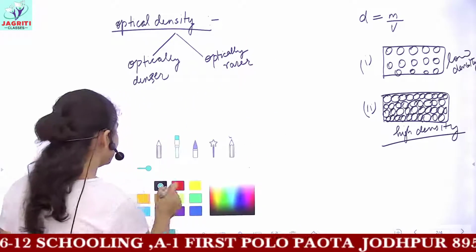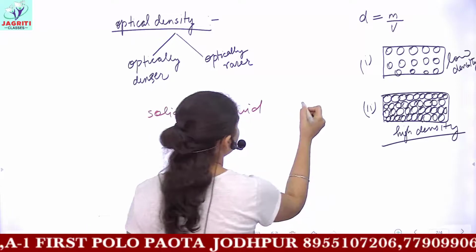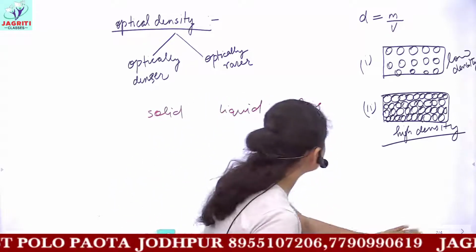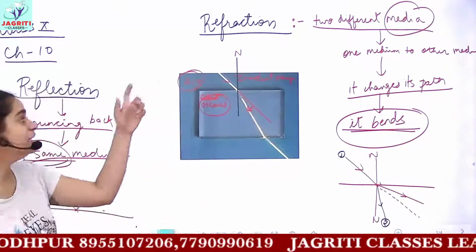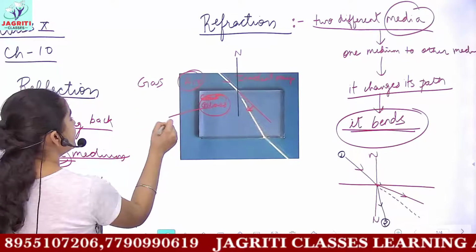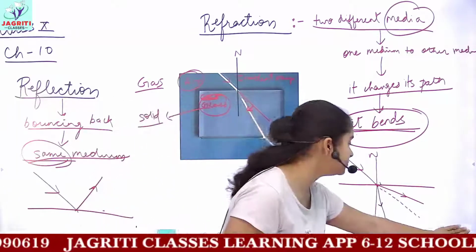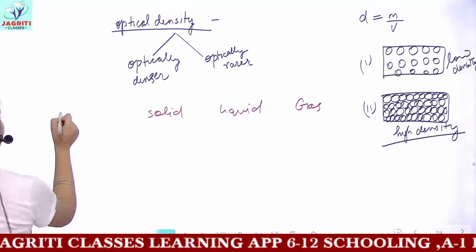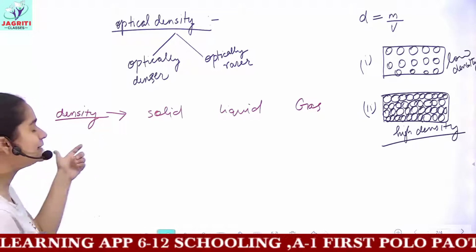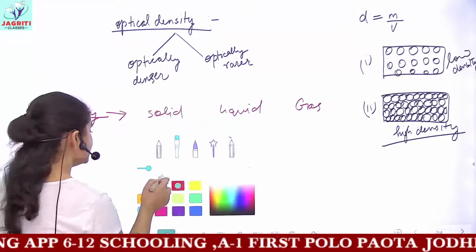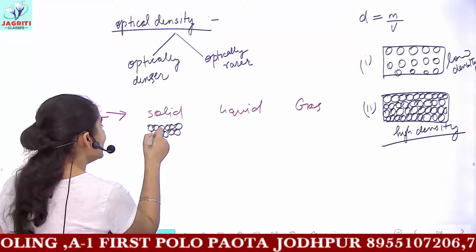So if we compare the optical densities of solid, liquid and gas, these are the three types of medium which you can have. Like in the previous example, which medium did we have? We had air and glass as the medium. This medium air is actually a gaseous medium and this glass is actually a solid medium. If we arrange them according to their optical density, then optical density and the general density have the same order, because in solids you have particles which are very closely packed and they do not have any kind of space between them.